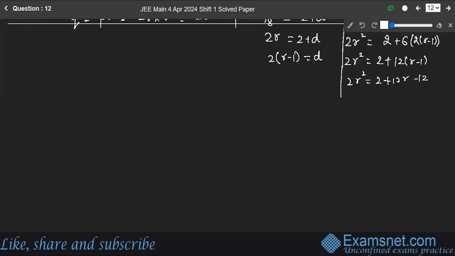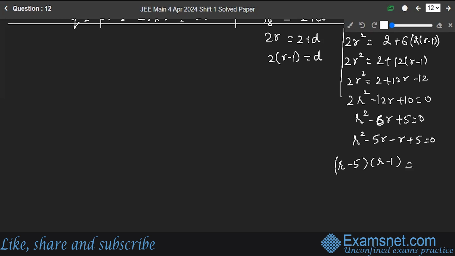This gives me 2r square minus 12r plus 10 is equal to 0, or dividing both sides by 2, r square minus 5r minus r plus 5 is equal to 0. This will give me the two factors: r minus 5 and r minus 1. So r can be equal to 1 or 5. Hope you're clear with this.